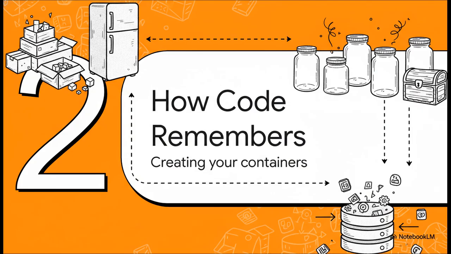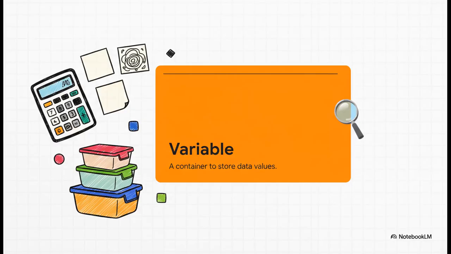Okay, so we've got our built-in appliances, but what about our own stuff? Our own ingredients and data? We need somewhere to put all that. This is where we go from using what's already there to creating our own containers to hold our information. And that's all a variable is. It's just a named container. It's a label you slap on a piece of data so you can find it and use it again later. You know, it's like your digital Tupperware for storing values.